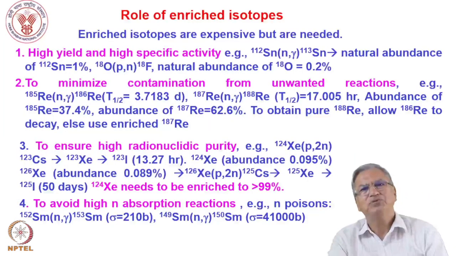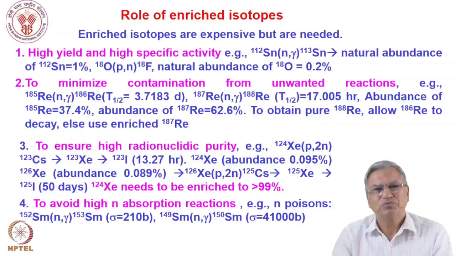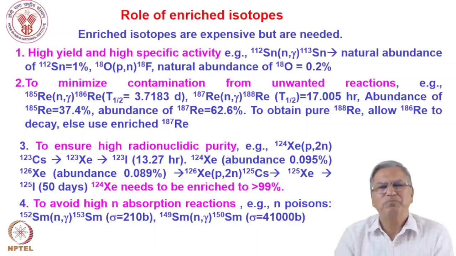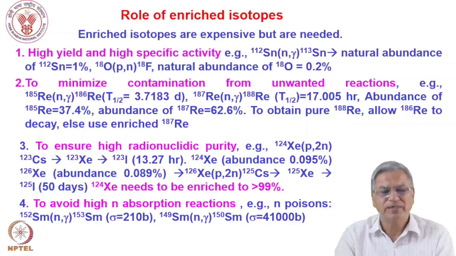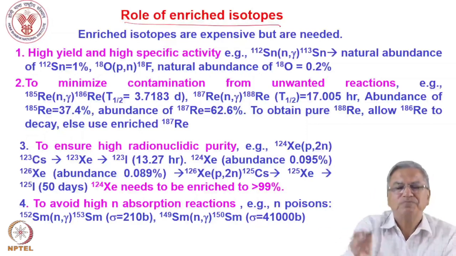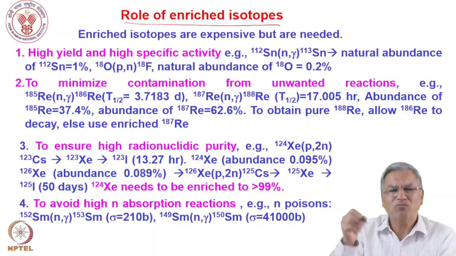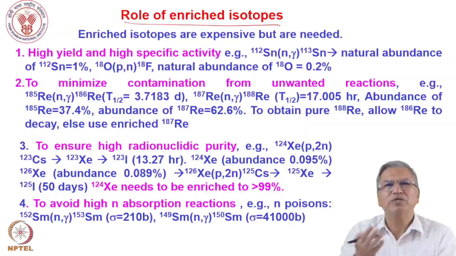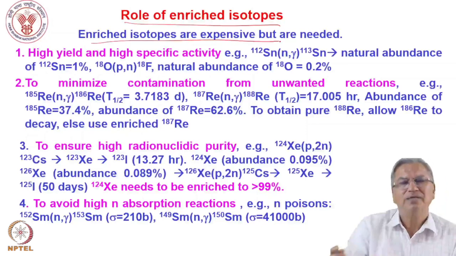Now, many times, many elements have multiple isotopes, and you want to produce a particular isotope by N-gamma or charged particle, but there will be side reactions. Other isotopes also will interfere. They produce other activity which may not be required. And so at that point of time, you need to have enriched isotopes. So if an element has multiple isotopes, and you want to irradiate a particular isotope, you need to get rid of the others which are not useful. So enriched isotopes are required.